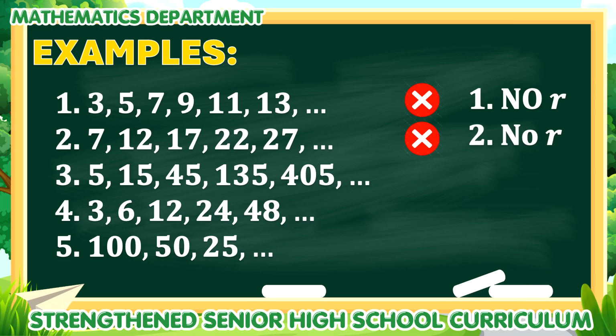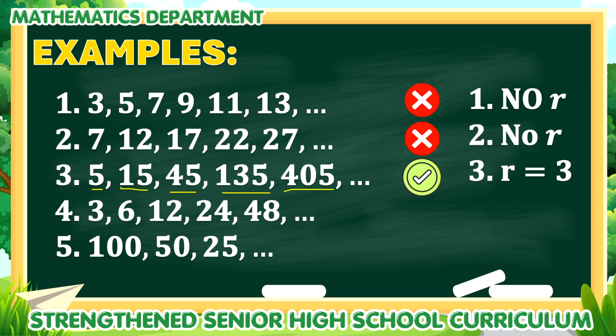For item number 3, we are given the numbers 5, 15, 45, 135, and 405. By inspection, we obtain our terms by multiplying the previous term by 3. So 5 times 3 is 15, 15 times 3 is 45, 45 times 3 is 135, and 135 times 3 is equal to 405. Since we are multiplying by a common number, item number 3 is an example of a geometric sequence because we have our common ratio, and in this case, r is equal to 3.